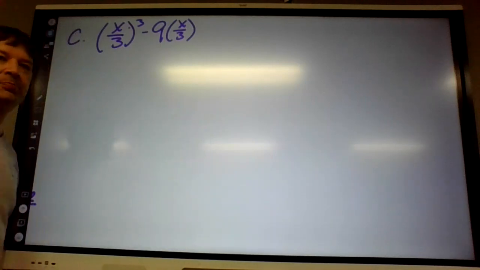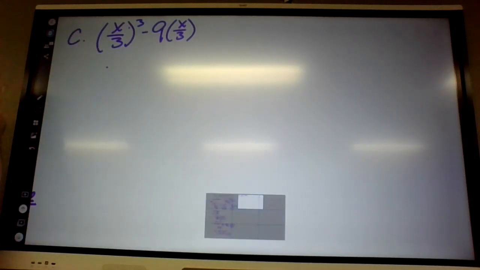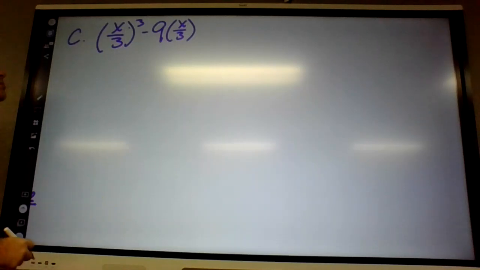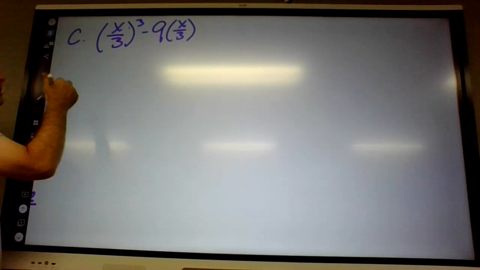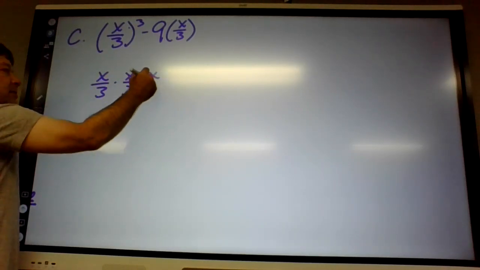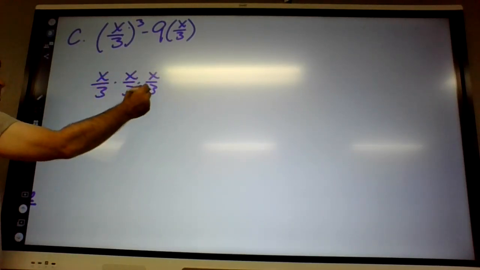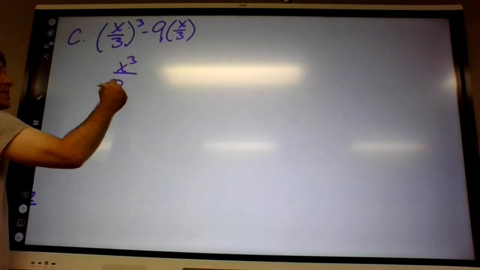All right, let's pick on somebody. Eli, what do you think for this one? So how would we cube that? So what's the top going to be? X over 3 cubed just means this, right? So you just cube the top and cube the bottom. So it's x cubed over 27.